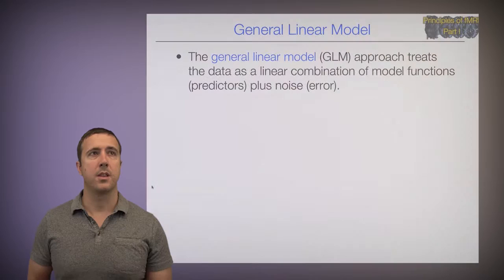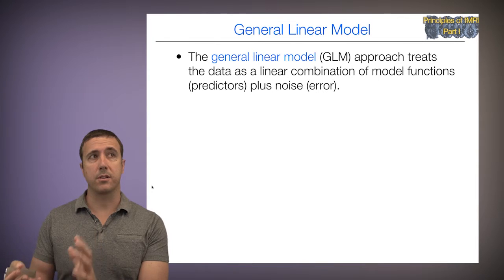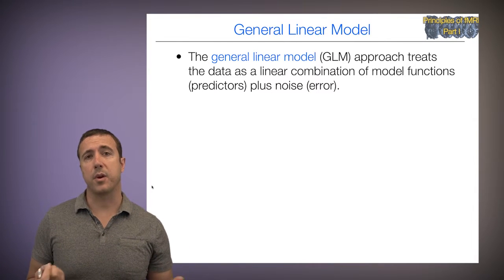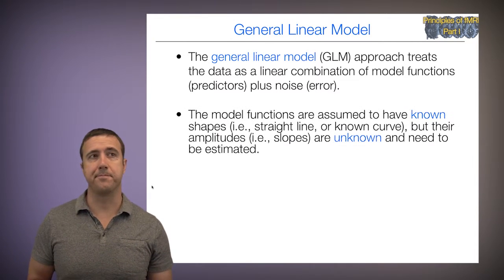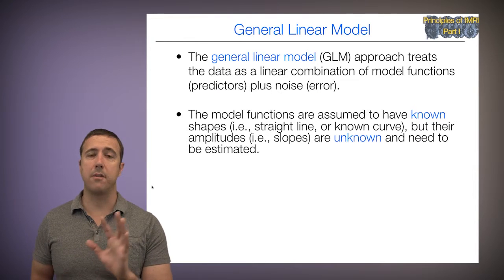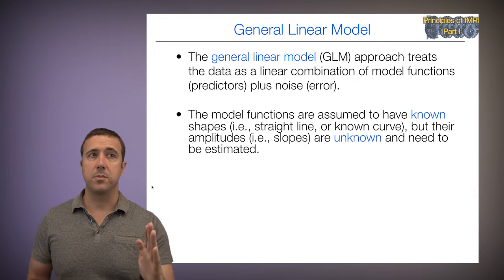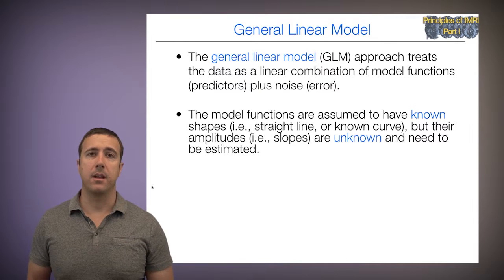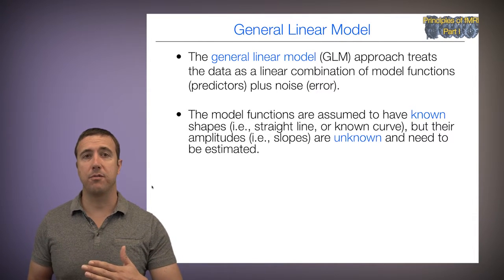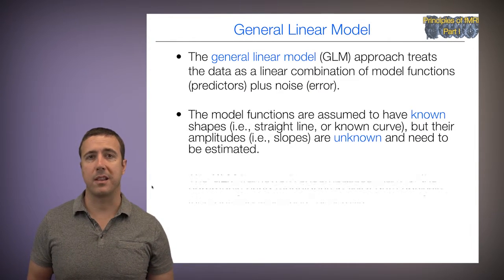So let's first introduce the GLM family of tests. The general linear model approach treats the data as a linear combination of model functions, predictors, plus noise or error. So you can think of it as breaking the data up into the part that I can explain with a model and the part that I can't explain. These model functions are assumed to have known shapes, the simplest one being a straight line. But their amplitudes, or the slopes, are unknown, and those are what need to be estimated when I fit the model. I'm not limited to straight lines. I can also fit smooth, pre-specified curves or other functions, and we'll look at more examples of that later on.